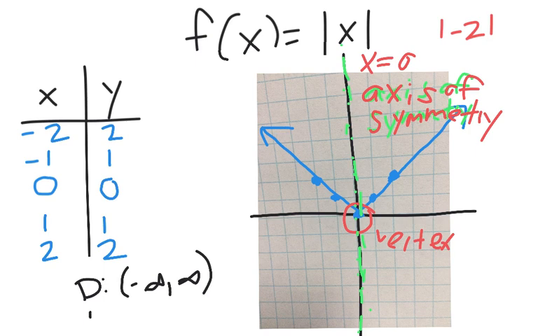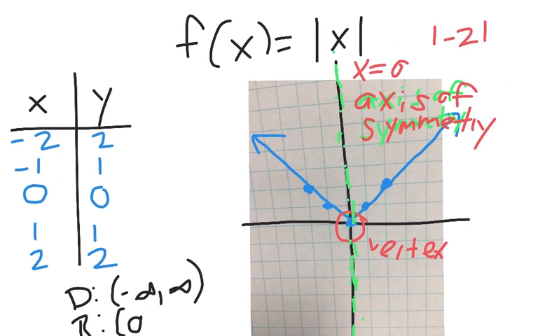What about the range? The list of possible y's. All the possible y values. So what's the lowest y value it goes to? Does the graph go down to negative infinity here? No, it's 0. So the lowest y value is 0, up to a highest y value of infinity. So the range is always in one direction.